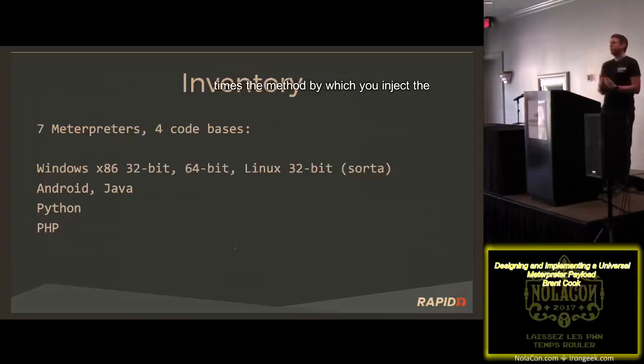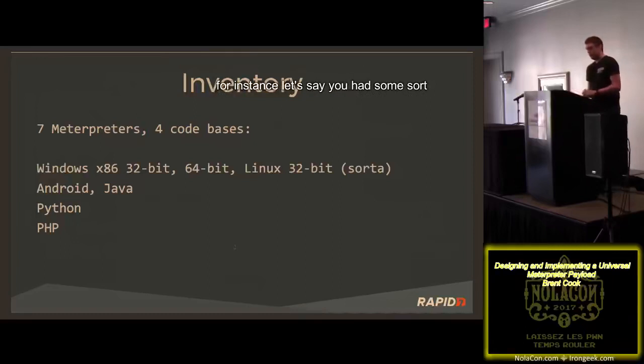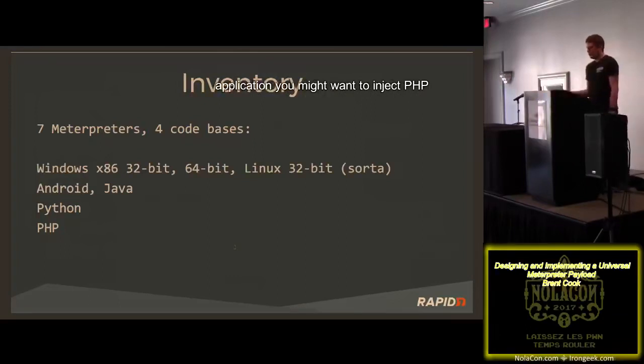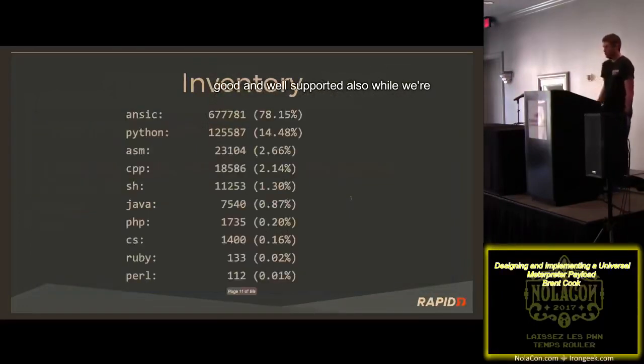Also, a lot of times, the method by which you inject the payload can change which payload you use. For instance, let's say you had some sort of PHP deserialization bug in a web application. You might want to inject PHP Meterpreter because you can easily just encode it straight in and deserialize it into an object and you get remote code execution. So there's a lot of reasons why you have these different Meterpreters. What I basically wanted to do was get rid of this guy here, Linux 32-bit, sorta, and make it something that was really good and well supported.